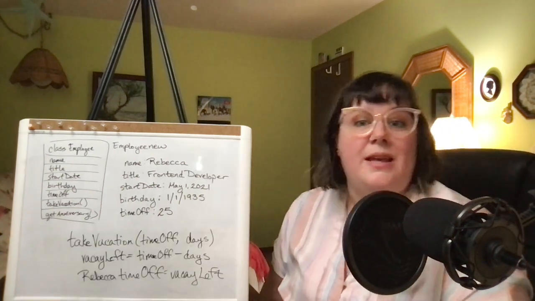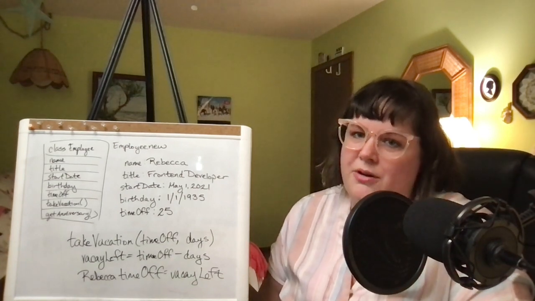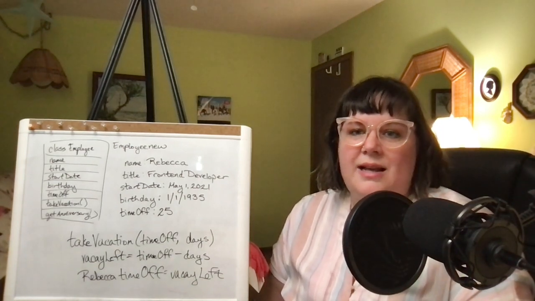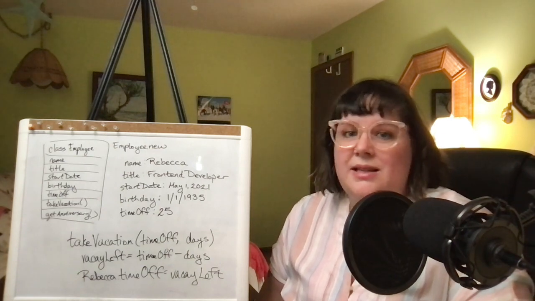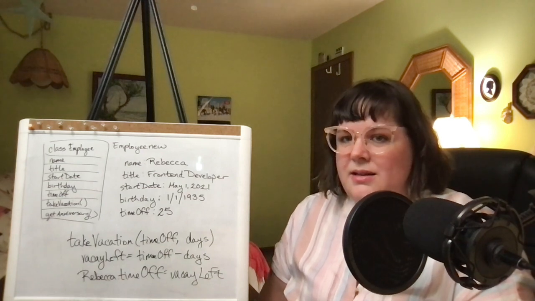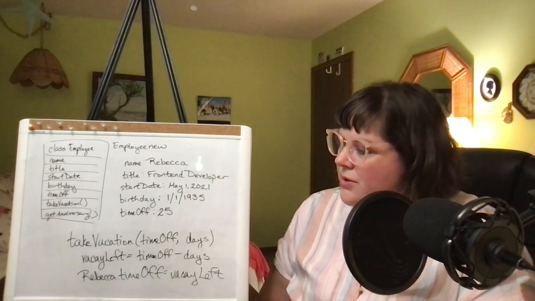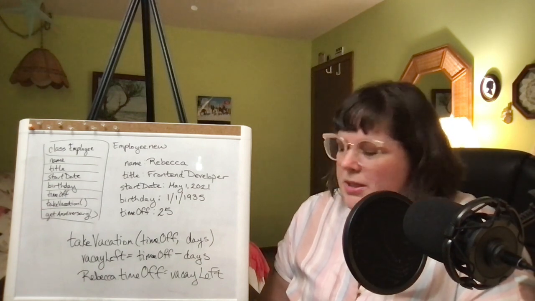Methods represent behaviors. They perform actions. They can update an object's data, or they can return information about an object. Methods are written in the class definition. Individual objects can call methods that are defined in their class. While methods can update data, they don't have to. So here I've got a little pseudocode about what take vacation could potentially look like.